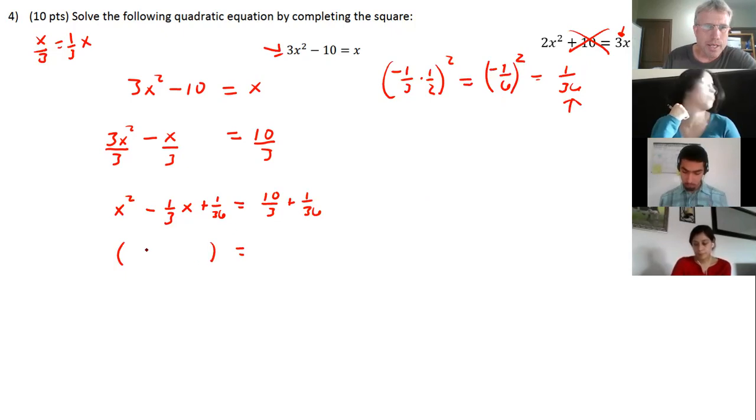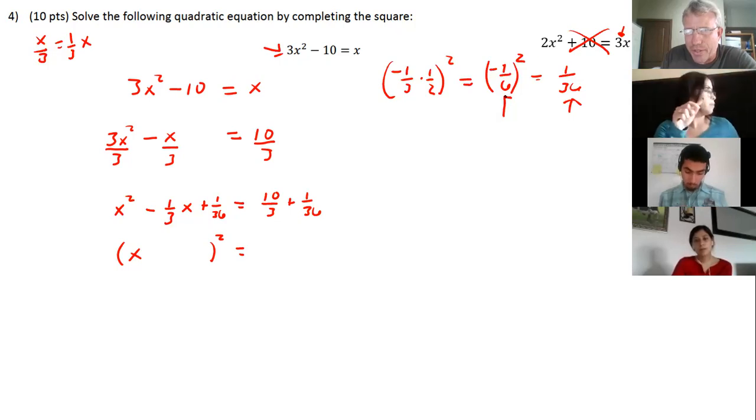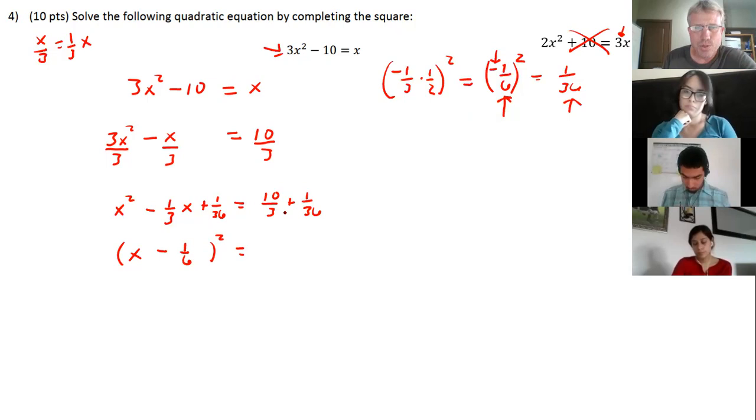And then the next step is, who got squared? It should be the guy that you squared right here. He has to go in there, and you have to have the negative with him as the operator. So it's x minus 1/6. And then here we would need a common denominator. So what would we get out of that? 121/36.